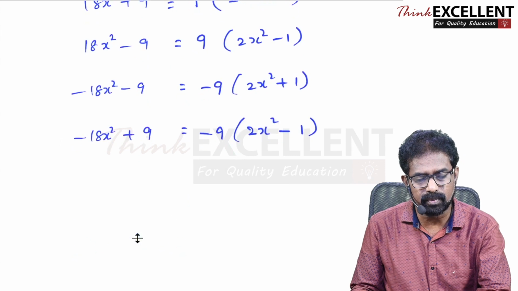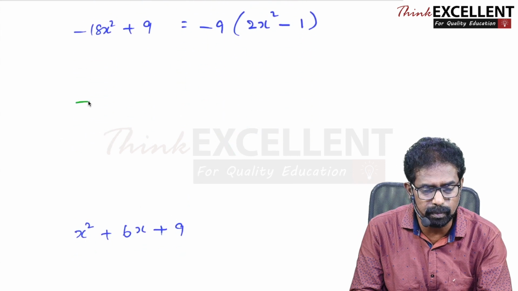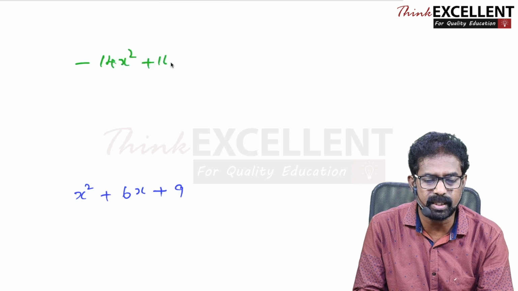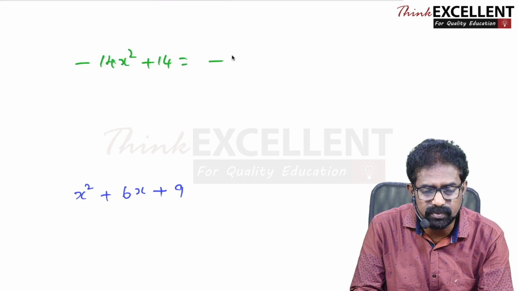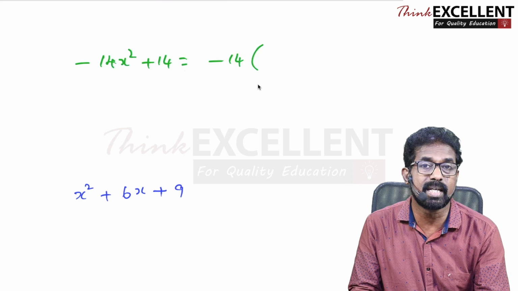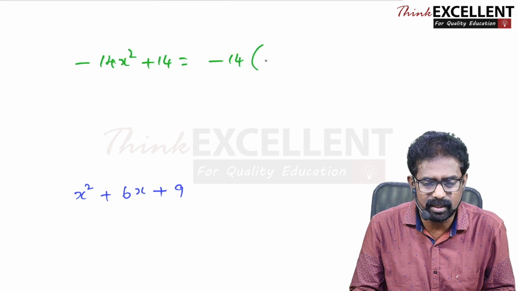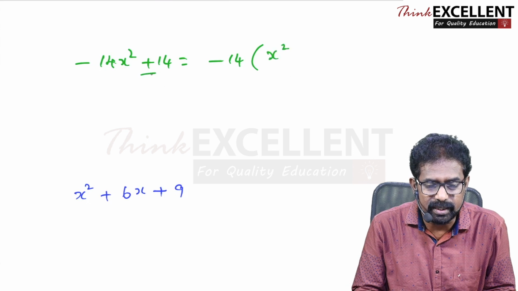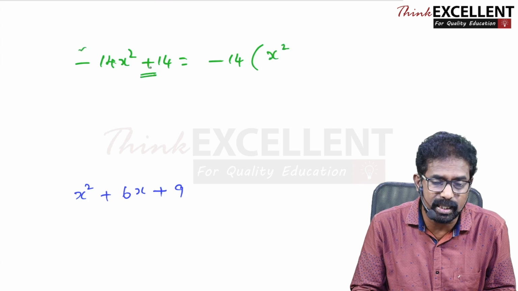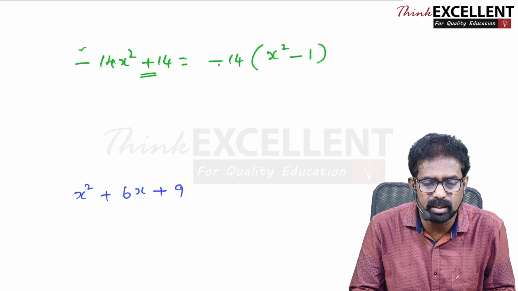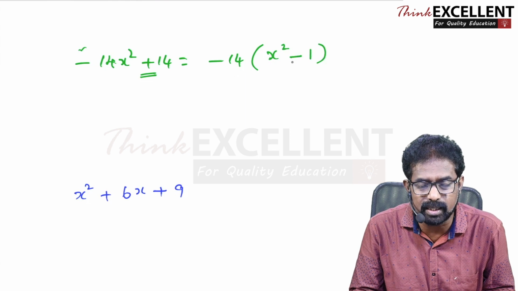Suppose I give a question, see, minus 14x square plus 14. I'm taking minus 14 outside. Tell me what you get. If I take minus 14 outside, what do you get? x square. Minus we have taken out, so the minus becomes plus and the plus has to become minus 1, right? Just to check it, minus 14 into x square is minus 14x square, minus into minus, plus.